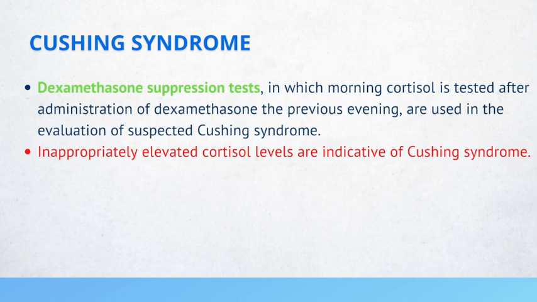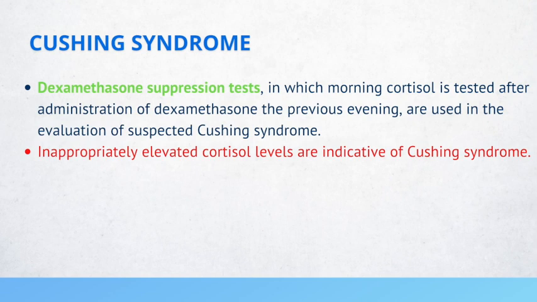So in patients with Cushing syndrome, you can do a dexamethasone suppression test, in which the morning cortisol is tested after administration of dexamethasone the previous evening, and is used in the evaluation of suspected Cushing syndrome. Inappropriately elevated cortisol levels are indicative of Cushing syndrome.